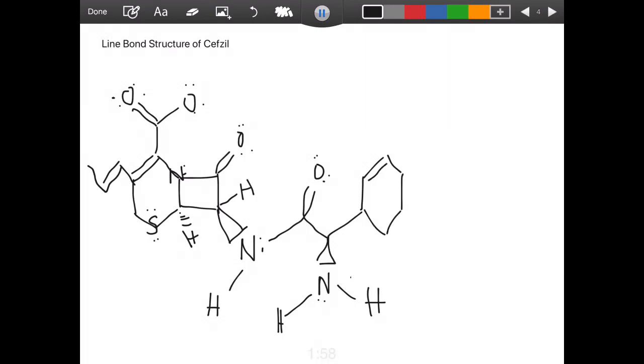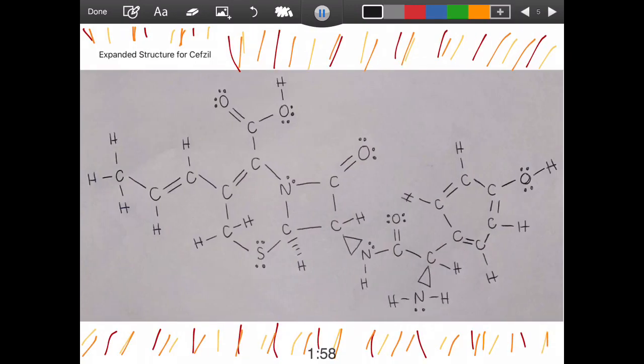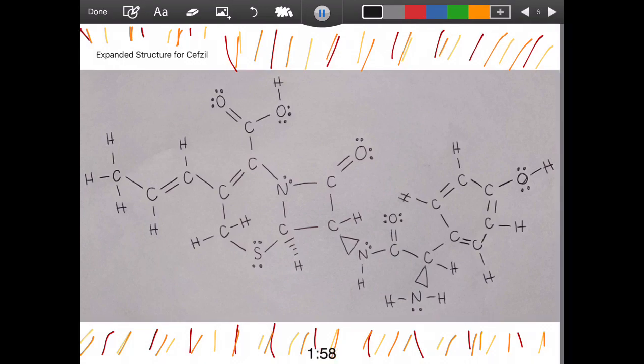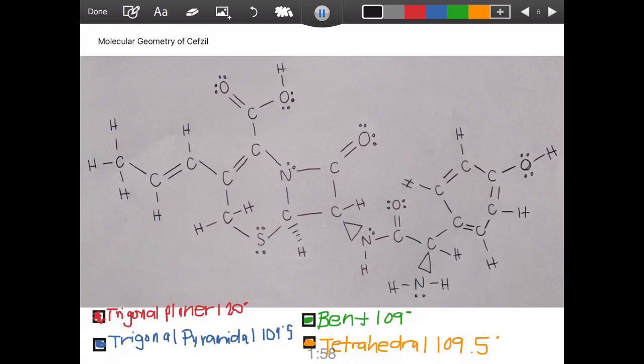And this one has double bonds throughout it. Then we have a branch of an oxygen and a hydrogen with the octet rule filled. So this is what Cefzil looks like in a line bond structure. And moving on, we are going to look at the expanded structure of Cefzil. So here we can see all the carbon and hydrogen and oxygens, nitrogens, all laid out. So with the expanded formula, we can move on to the molecular geometry of Cefzil.